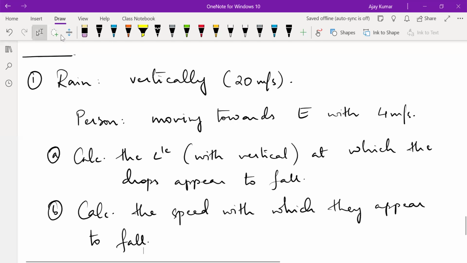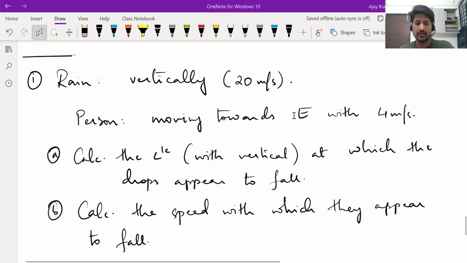Okay. I want you all to draw the vector diagram first. What do you mean by vector diagram? Draw a vector indicating the velocity of rain. Draw a vector indicating the velocity of person. Then draw the vector indicating velocity of rain with respect to person also. After that, you do the calculations. I'll give you all 2 minutes to do this. Make it fast.